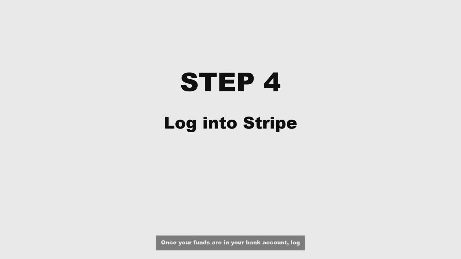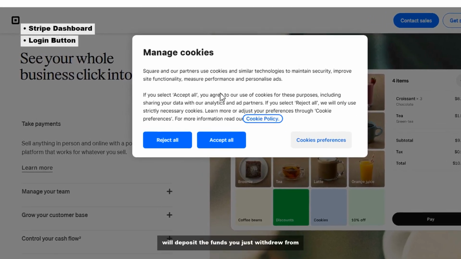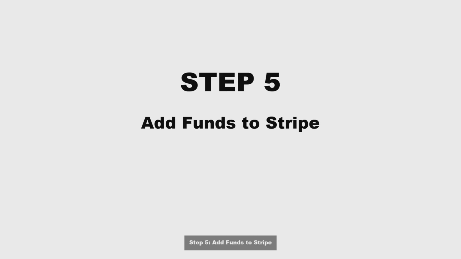Step 4. Log into Stripe. Once your funds are in your bank account, log into your Stripe account. This is where you will deposit the funds you just withdrew from Square.